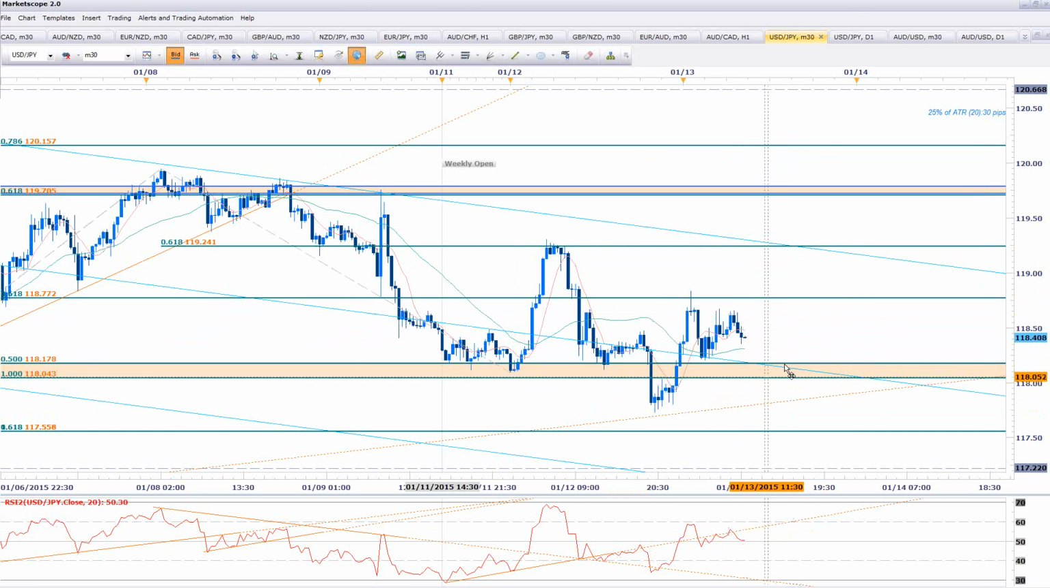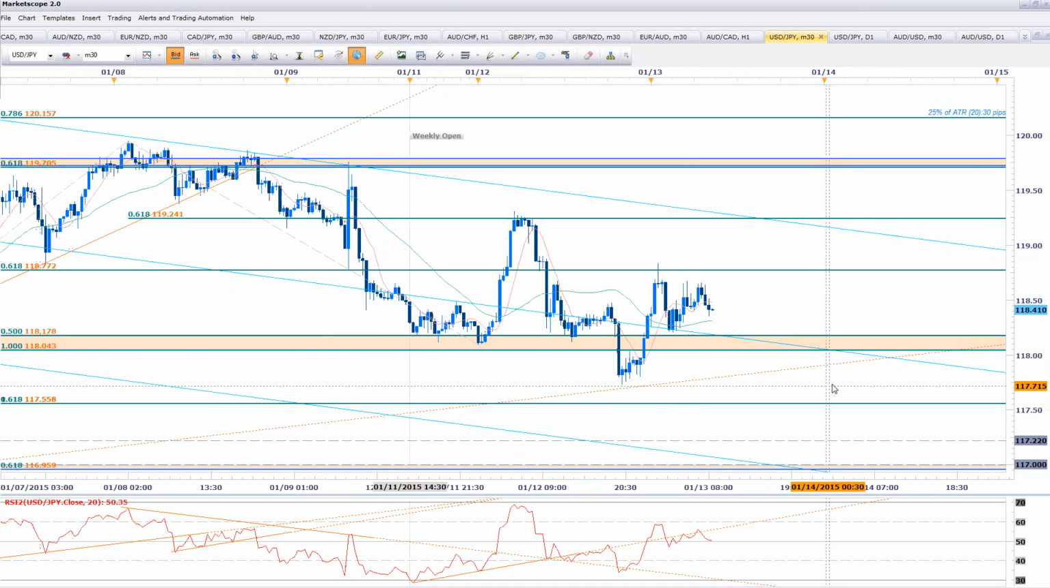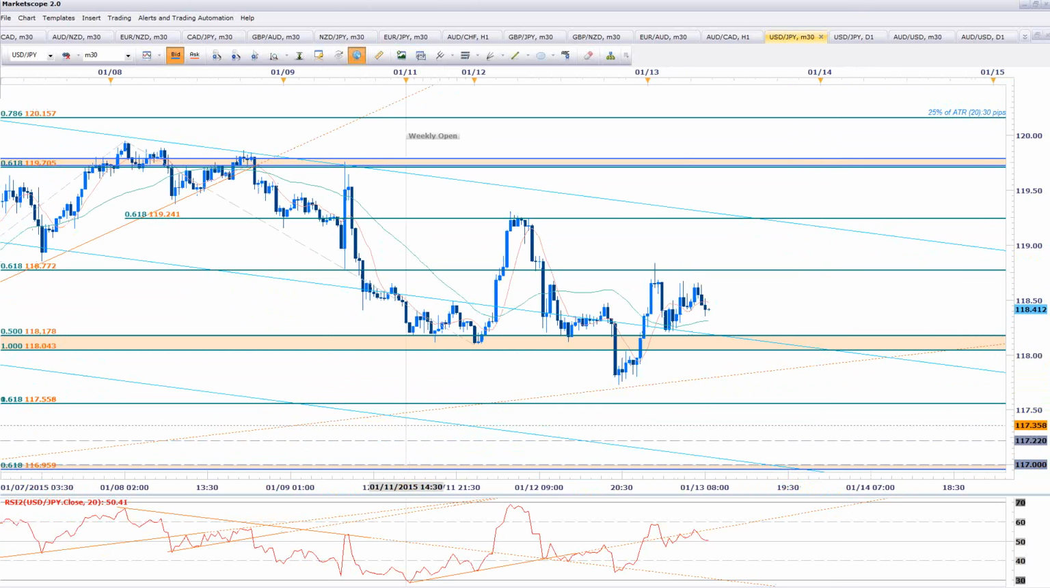Or, like I said, a break below 118 here opens up those southern targets into 117.55 initially, then 118. Questions on the yen.